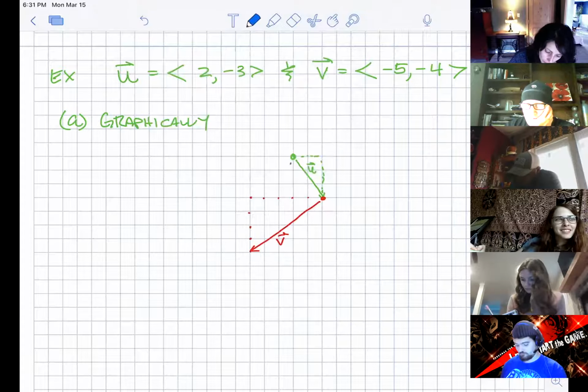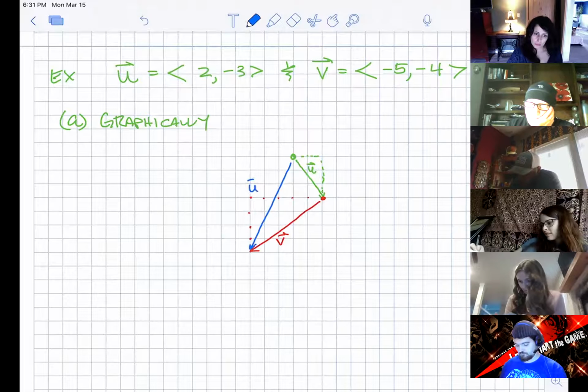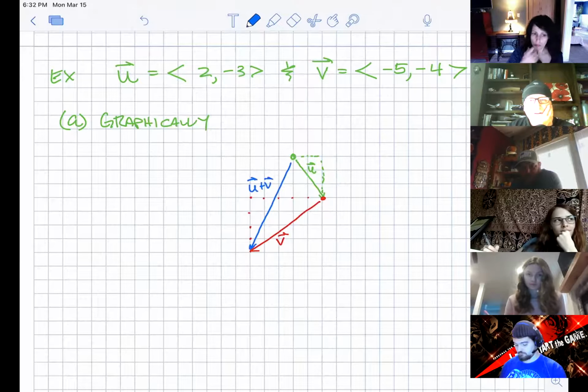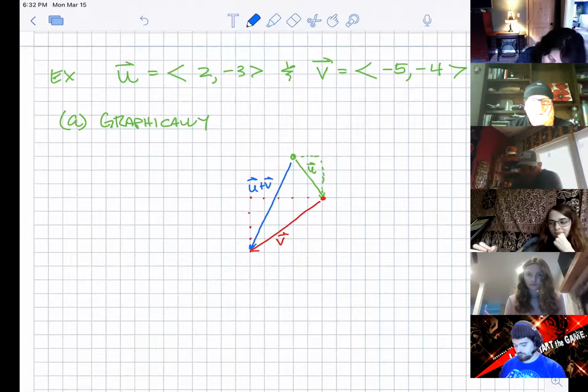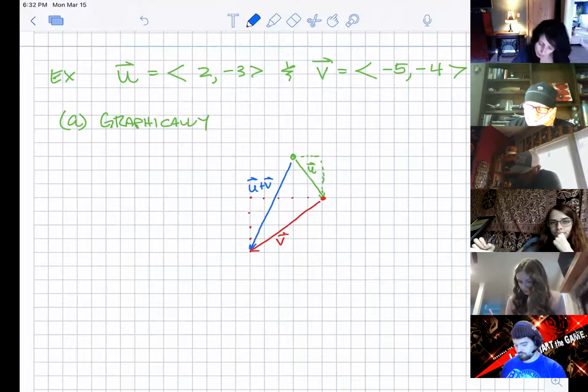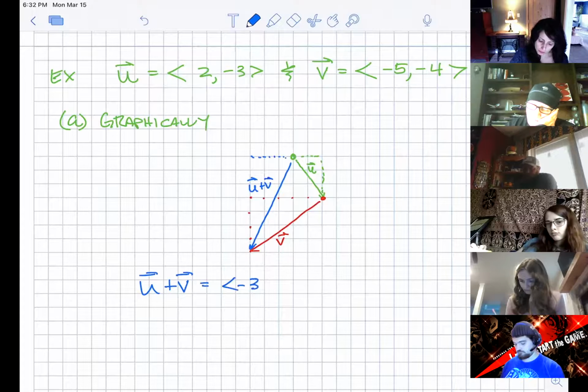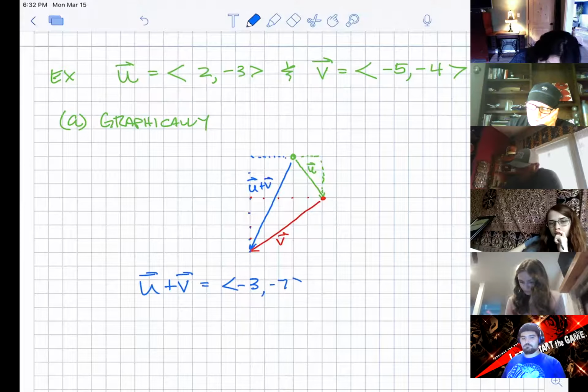So what I've been calling the resultant, would you agree that's the sum of them? That's what it means to add them together if you draw them head to tail. Notice I can just count it, and that's what I just did in AutoCAD. I can see that that's left three. So U plus V is apparently negative three, and one, two, three, four, five, six, seven down. Apparently that's the answer graphically. Do you agree with that?